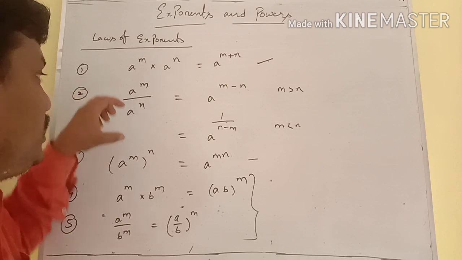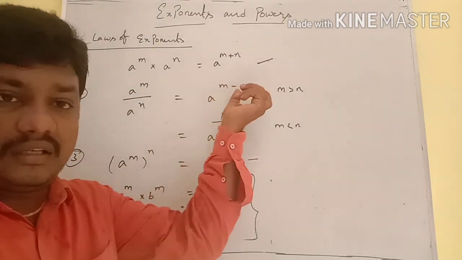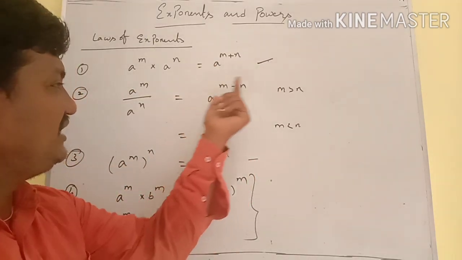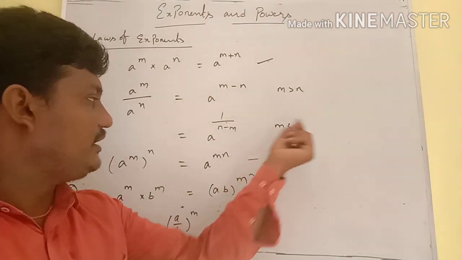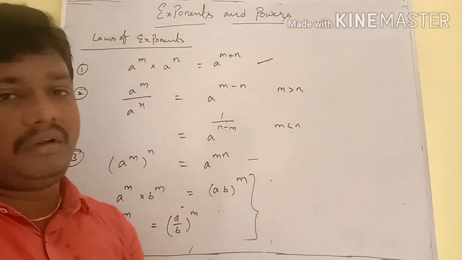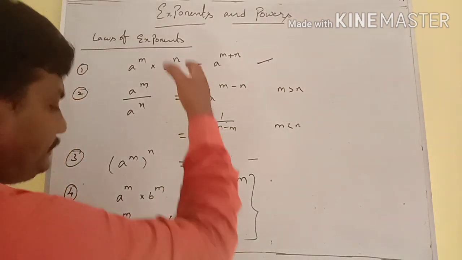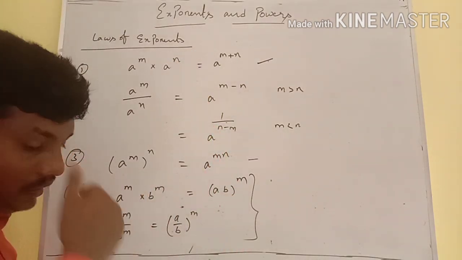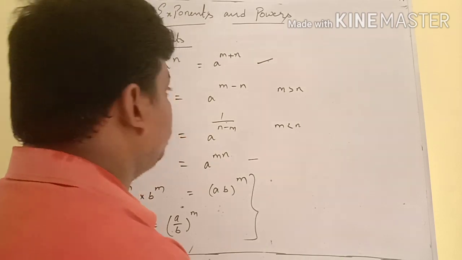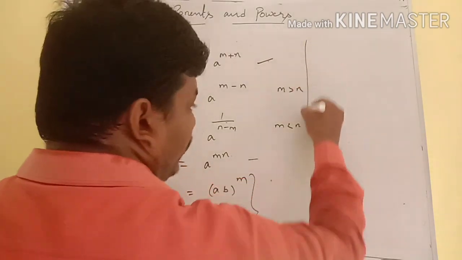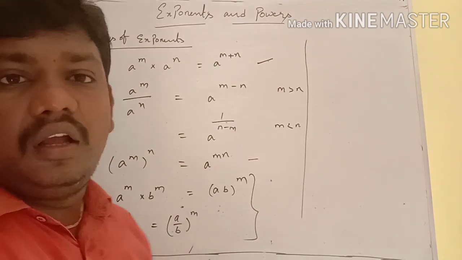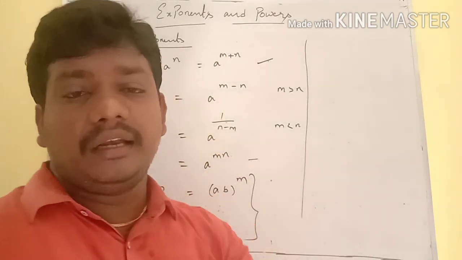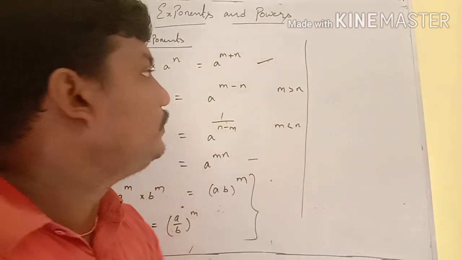Under division, with the same base, the powers are subtracted. So this is a to the power of m minus n when m is greater than n, and when m is less than n, it is 1 by a to the power of n minus m. So this is called laws of exponents. Now we have to observe powers with positive power, negative power and zero power.